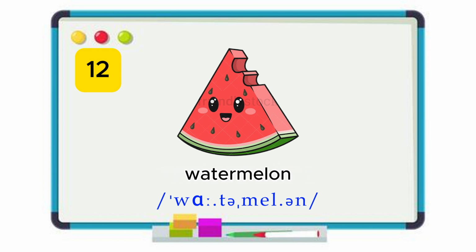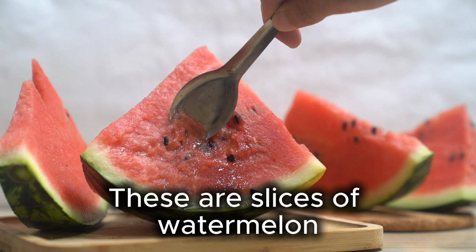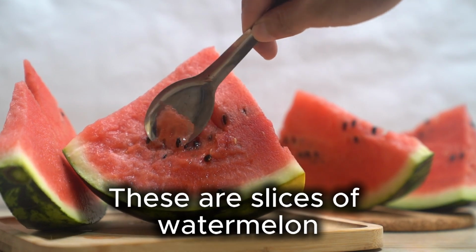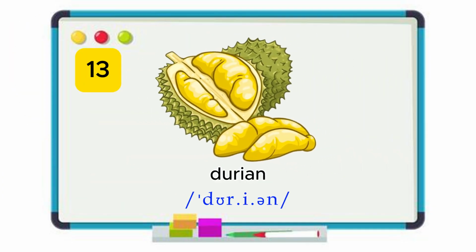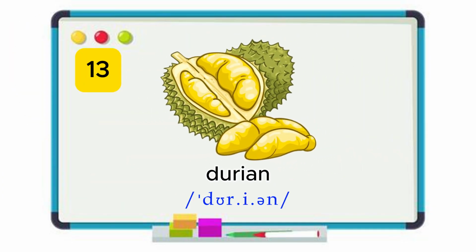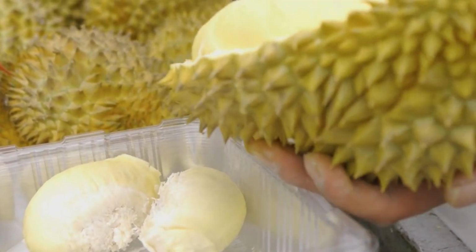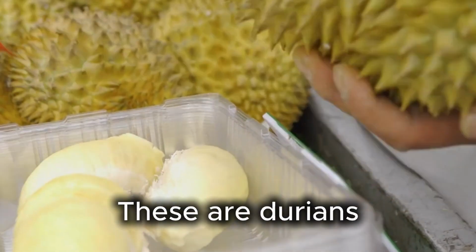Watermelon. Watermelon. These are slices of watermelon. Durian. Durian. These are durians.